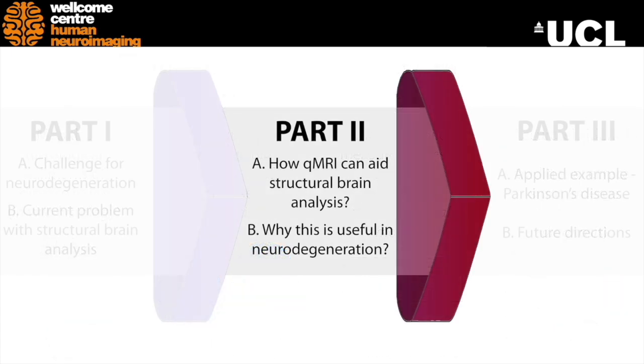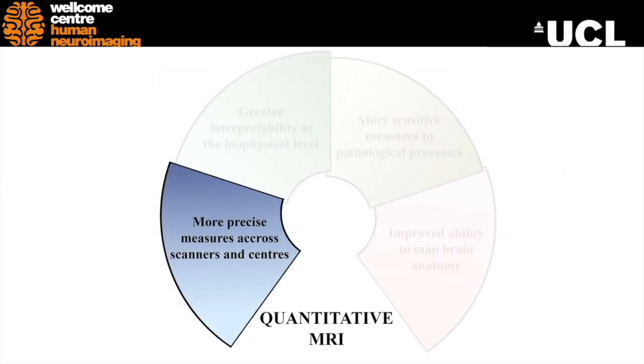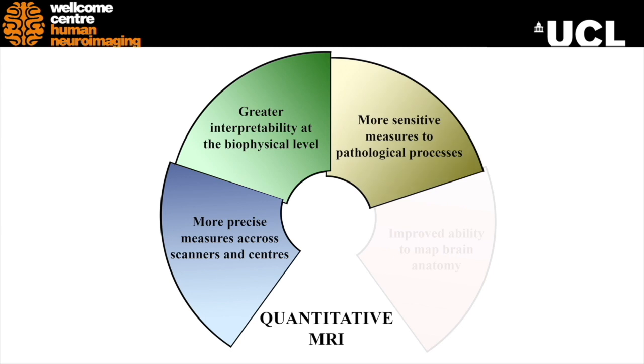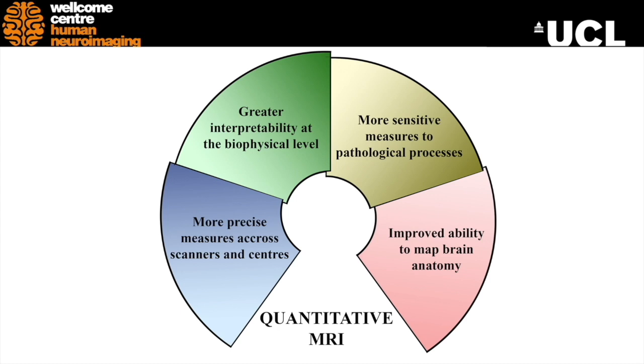In this second part, I'm going to talk more about how quantitative MRI can aid structural brain analysis and answer why it's useful for neurodegeneration. Now, you will have already heard about many of the positive properties that make quantitative MRI desirable, namely, it provides more precise measures across scanners and centers, provides greater interpretability at the biophysical level, provides more sensitive measures of pathological progression, and improves our ability to map brain anatomy. And in the remainder of the talk, I'm going to concentrate on these latter two features.